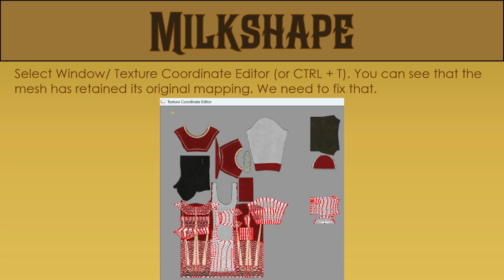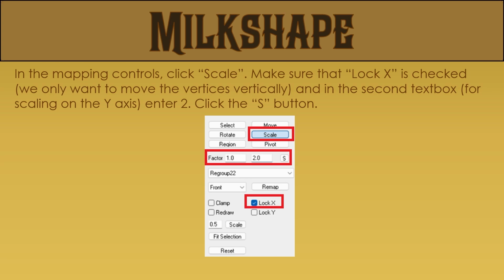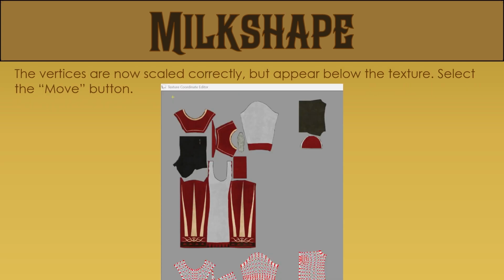You can see that because we squashed the texture, now the texture and the mesh don't align to each other. So we need to fix that. In the mapping controls, we go to the Scale button. We can lock the X because we don't need to move it side to side. And then we just scale the Y to 2 and click that little S. And that's going to scale it up.